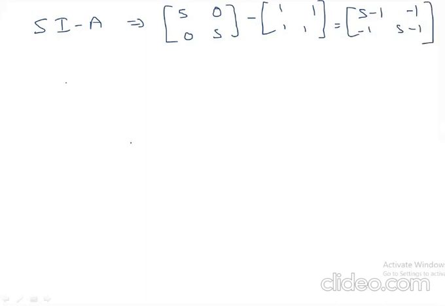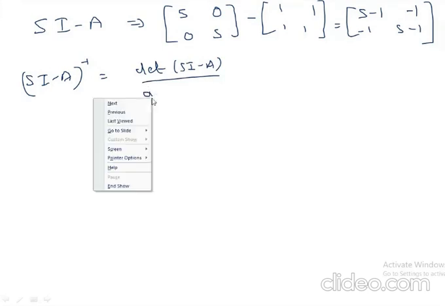Now you need to find sI minus A whole inverse. The formula is the adjoint of the matrix divided by the determinant.